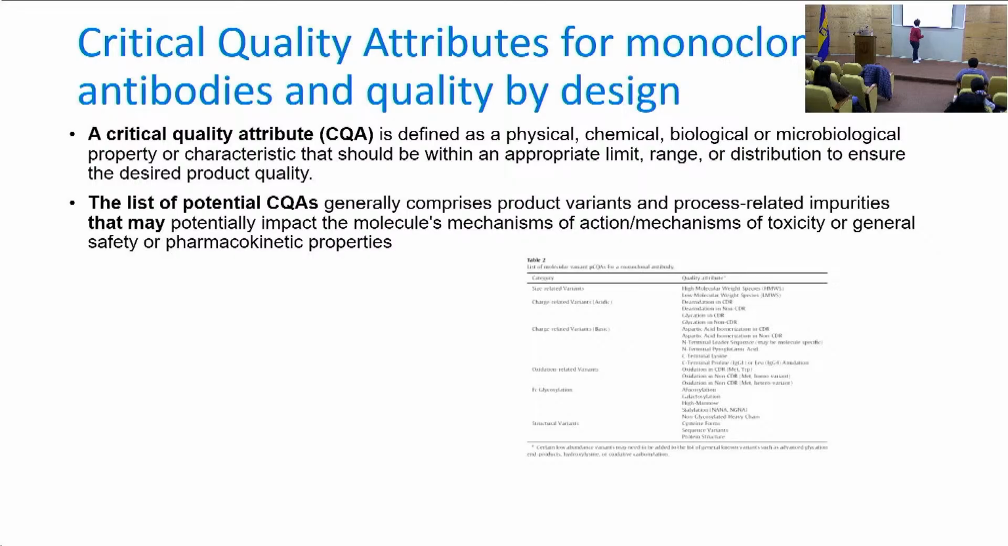For instance, the size variants, meaning the high molecular weight species, are related to small aggregates. They do not have to exceed the designed range, not more than 1% or whatever. It's the same for low molecular weight species, meaning truncated forms. They must not exceed a normal range. It's true as well for charge variants, acidic variants.